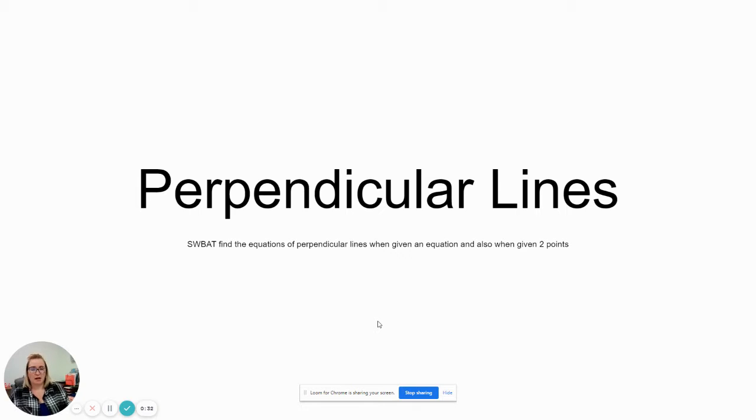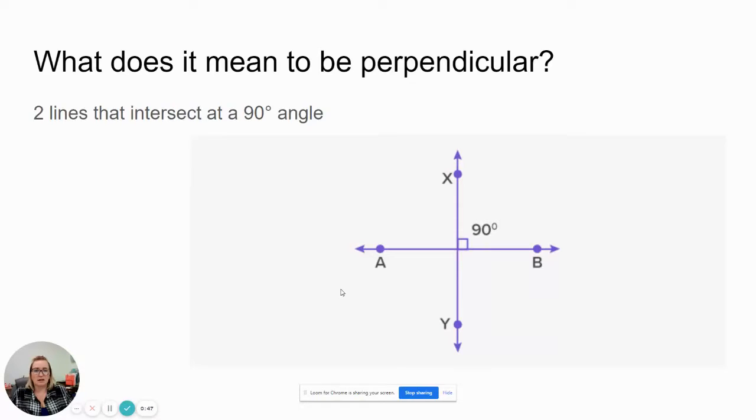So now we're moving on to perpendicular lines, okay? This one is the same as parallel, it just adds one little tweak to it. So we're still going to be looking for equations of lines, especially when it goes through 2 points. So the first thing you need to understand is what it means to be perpendicular. Being perpendicular means it intersects at a 90-degree angle, okay? It comes together at a 90-degree angle. So these two lines would be perpendicular lines, okay?